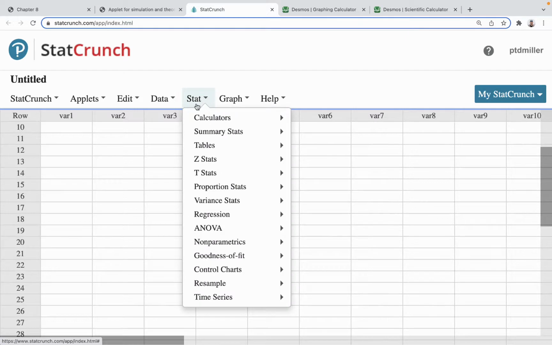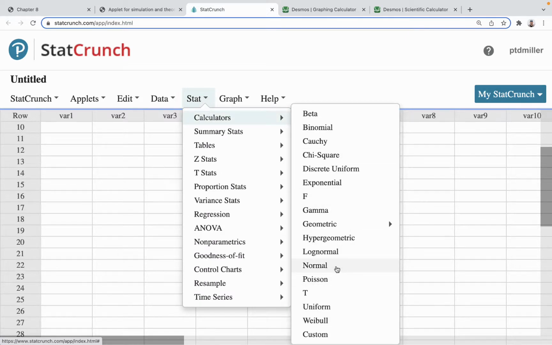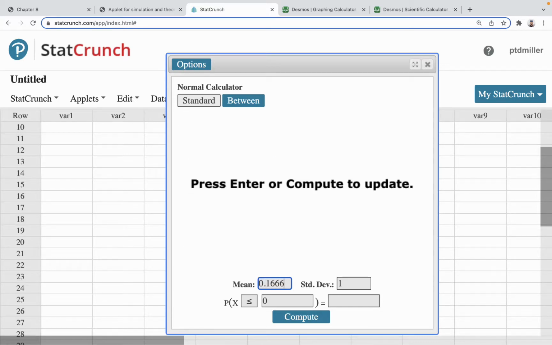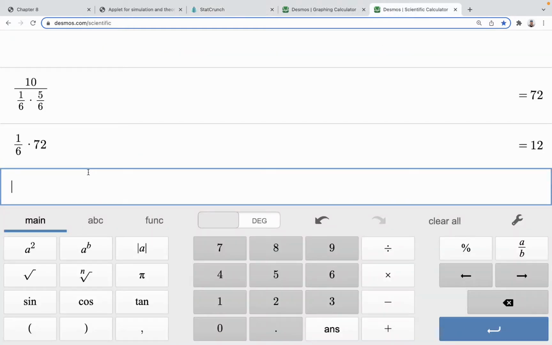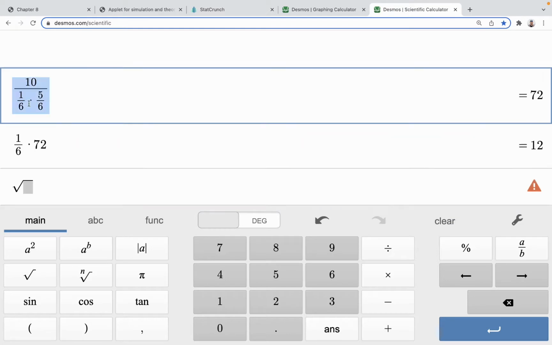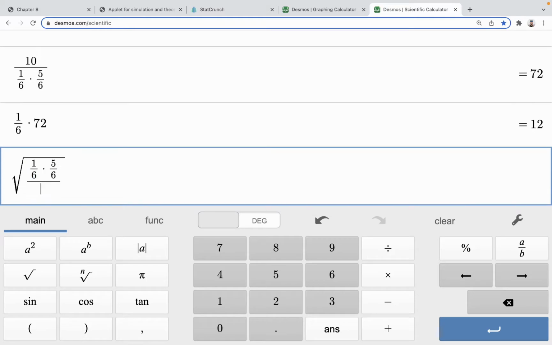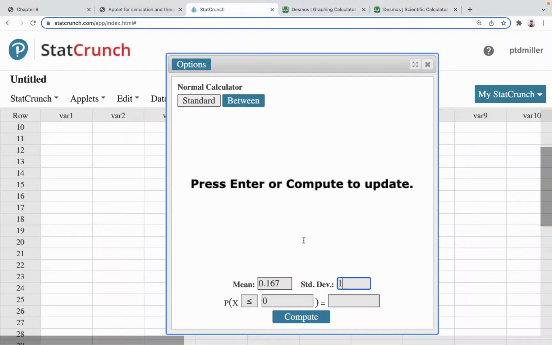So now I'll go to StatCrunch, stat calculator, normal. The resulting sampling distribution will be normally distributed with a mean equal to p hat. That's 1 out of 6 or 0.166, however many you can fit. I'm going to just shorten it down to 0.167. And for the standard deviation, I'll go to my calculator and find it that way. So it's going to be the 1/6 and the 5/6, and then all of that is divided by n of 72, square rooted. That's about 0.044 for mine. Real rough rounding, but that's okay.